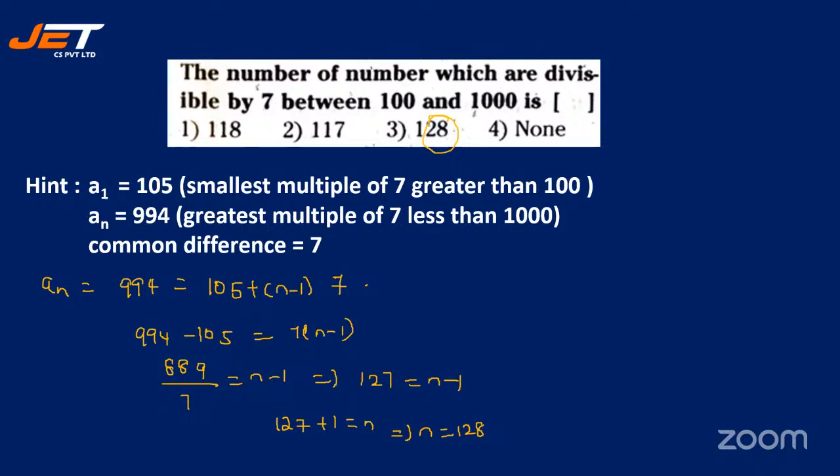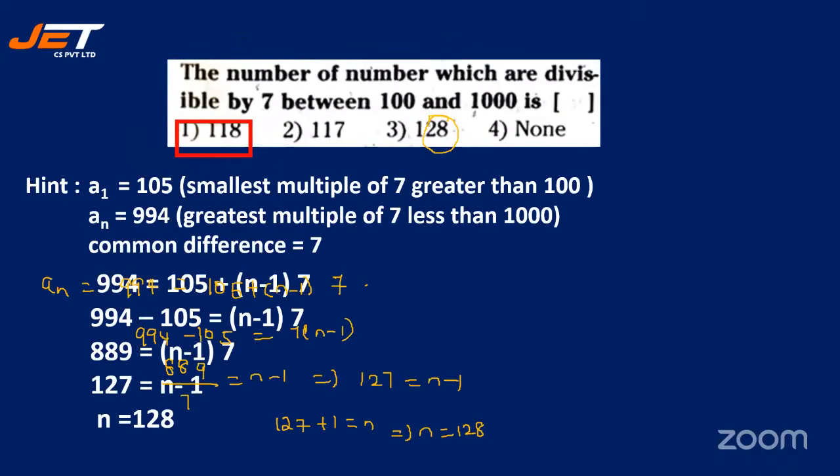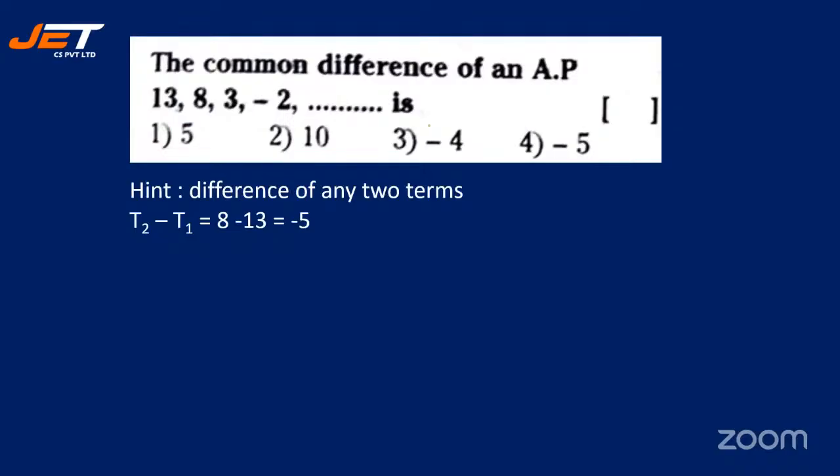So if your answer is option 3, then your answer is right. Okay, so here also by mistake they have highlighted 118. So it should be 128. So you can see they have worked out only 128, isn't it? Okay, so the answer is option 3. Right. See the next question.